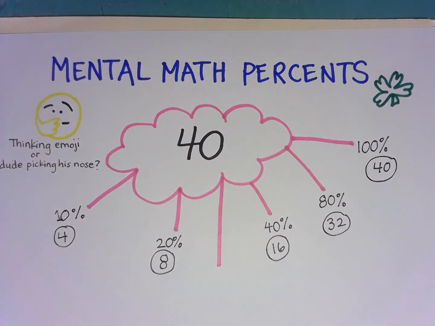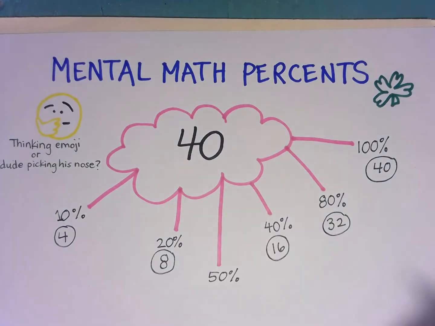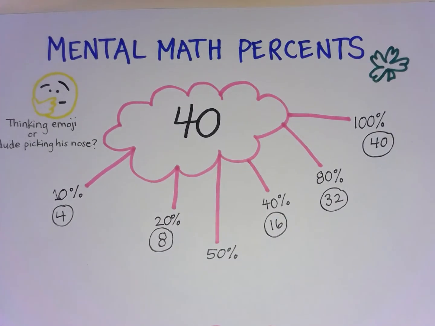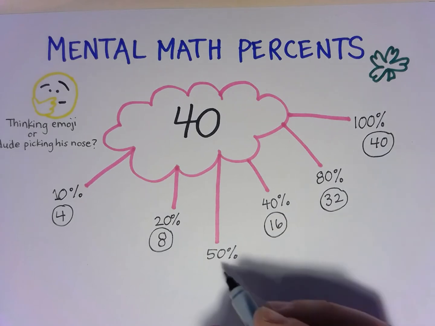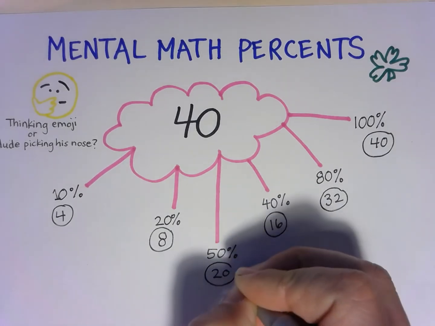Well, there's one more that's a really easy way to find values, and that's 50%. And I think everyone already knows how to find 50%. You can divide the value in half, which is the same as dividing by 2. So half, 50%, 40 divided by 2 is 20.